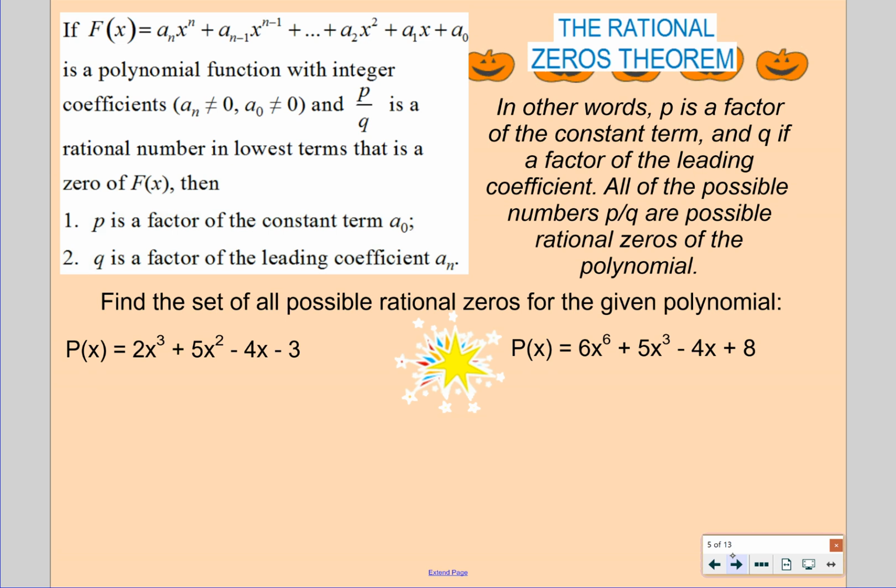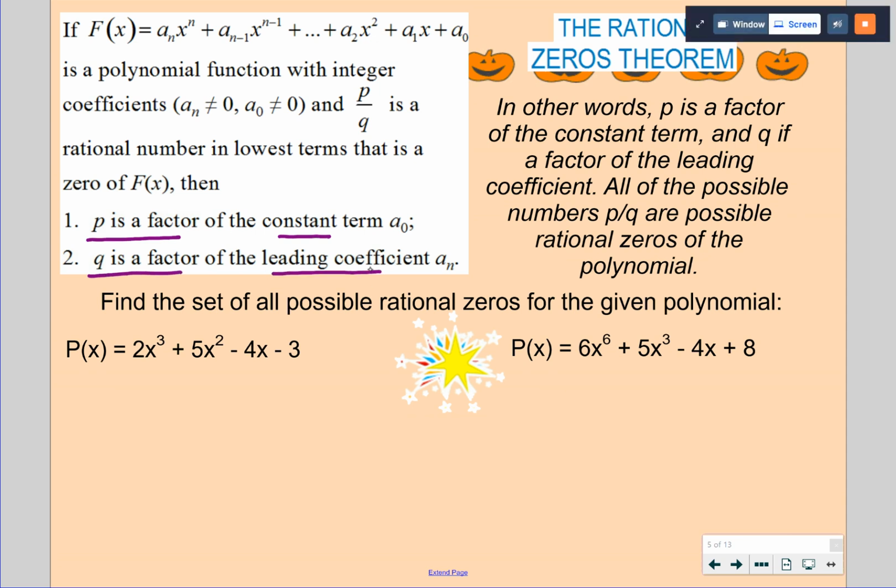So how this works is we're going to make two sets of numbers to start. P's will be factors of our constant term, which is the last term that doesn't have a variable with it. Q's will be factors of the leading coefficient, the number in front. Then the possible rational zeros are all the ways that you can do a P number divided by a Q number. So we're going to put the lists together. We'll do the first one on the left together, and then the second one on the right at the bottom you can try with your groups in a minute.